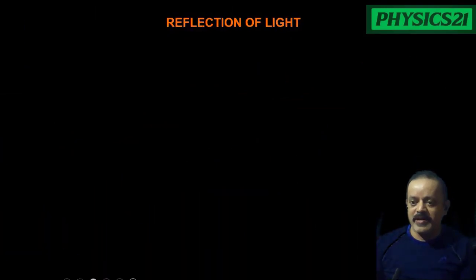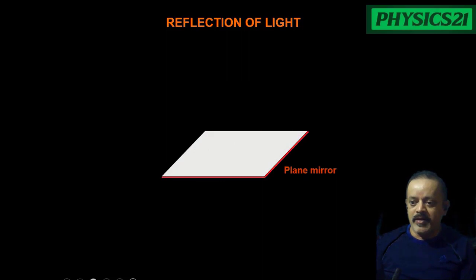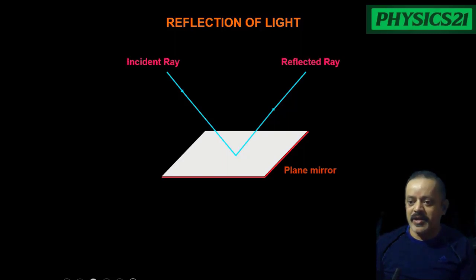Now, reflection of light. Whenever a ray of light is incident on a surface and bounces back in the same medium with the same speed, this phenomenon is called reflection of light. Here, an incident ray is incident on a plane mirror and is reflected back. So, this is called reflection of light. In this diagram, the incident ray, reflected ray, and normal at the point of incidence are shown.